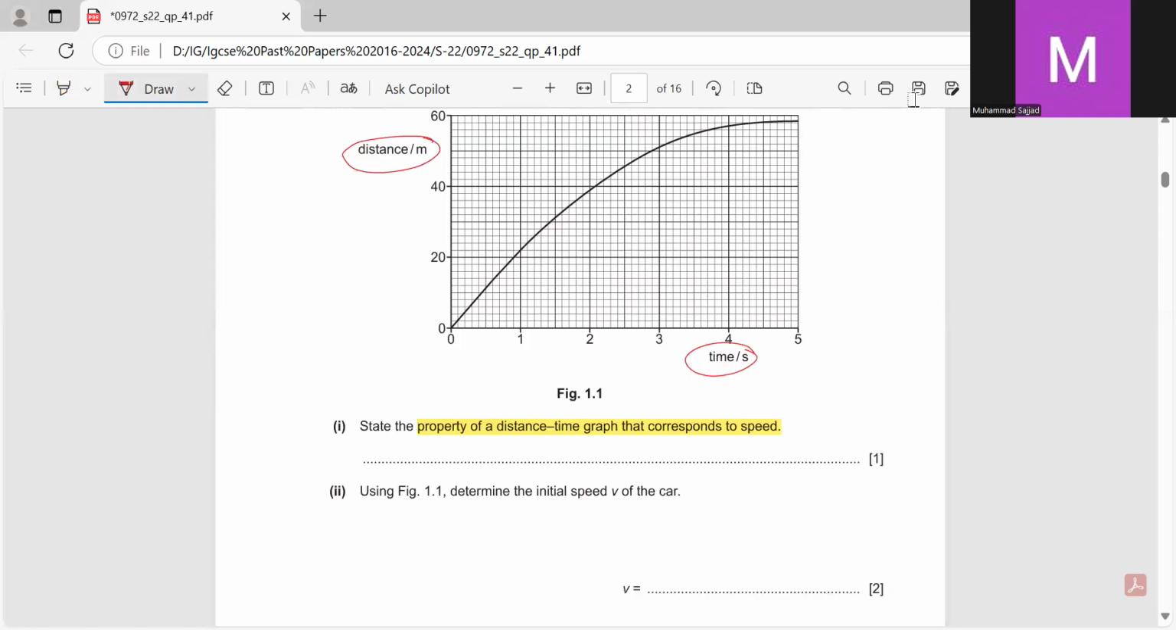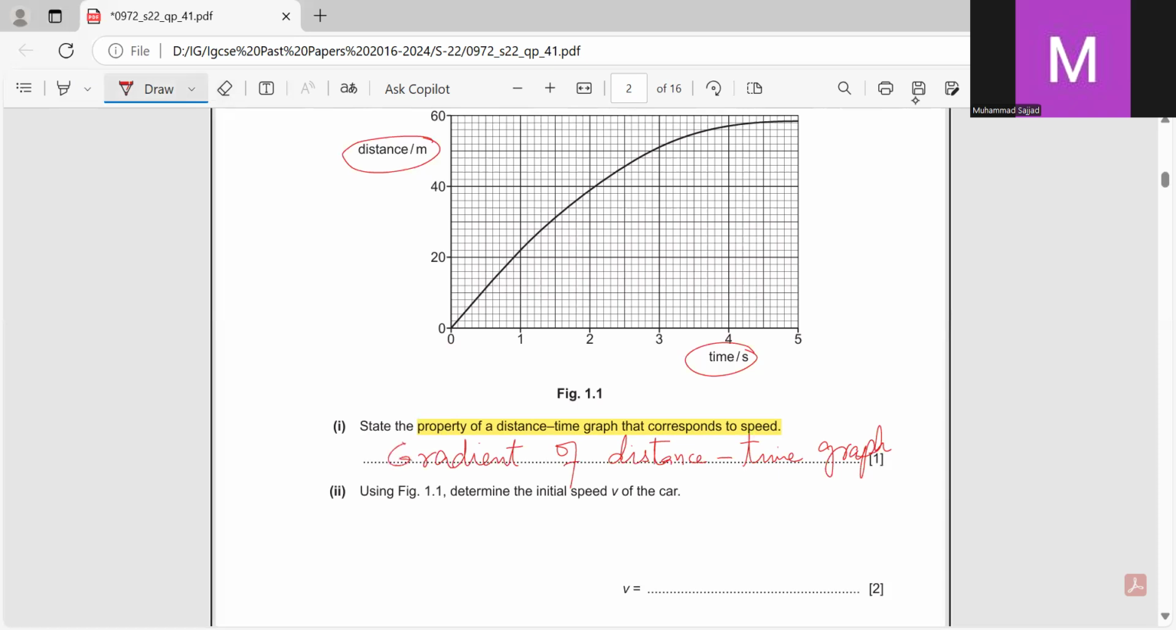So we can say here the gradient of the distance time graph. One mark. So this is one valid point. Even you can write the slope.